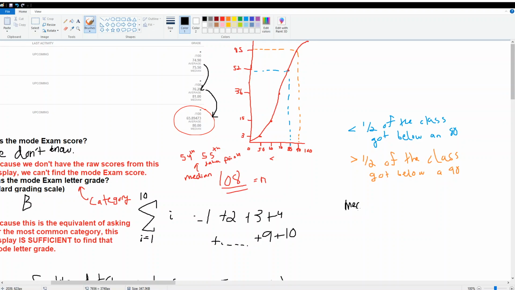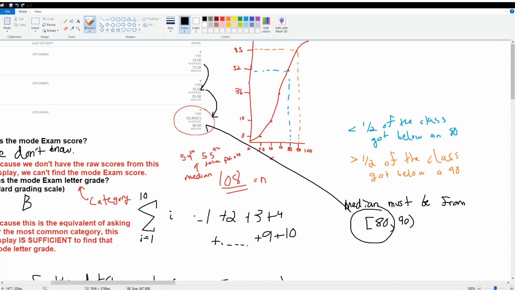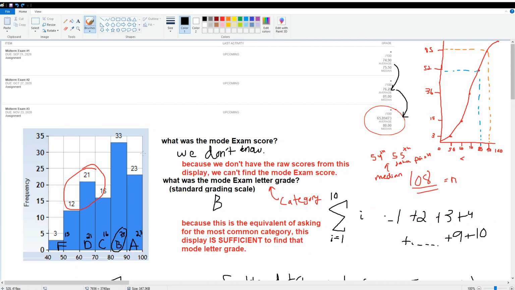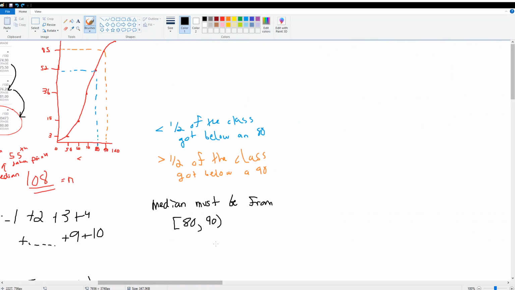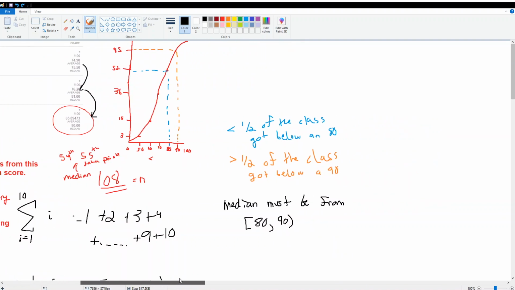So, the median must be from 80 to 90. Inclusive of 80, exclusive of 90, because of how we have defined it. Indeed, you'll notice this 80 with inclusive happens to include the median. So we can't know for sure, just from this, what the median numerical score was, but we can get a range for it. But look at this. If the median must be from an 80 inclusive to a 90 exclusive, that's a B. No matter what number that is, it must be a B. Therefore, we can conclude the median letter grade has to be a B.